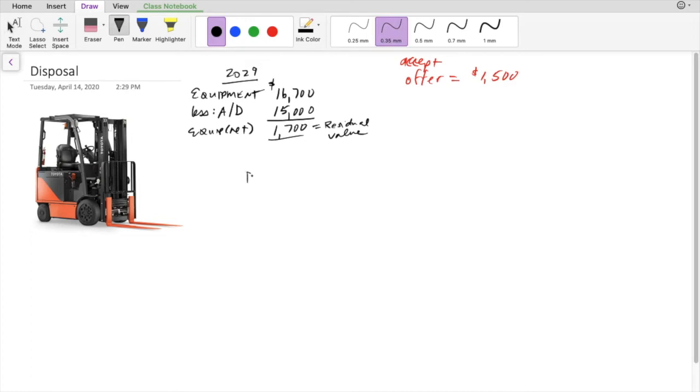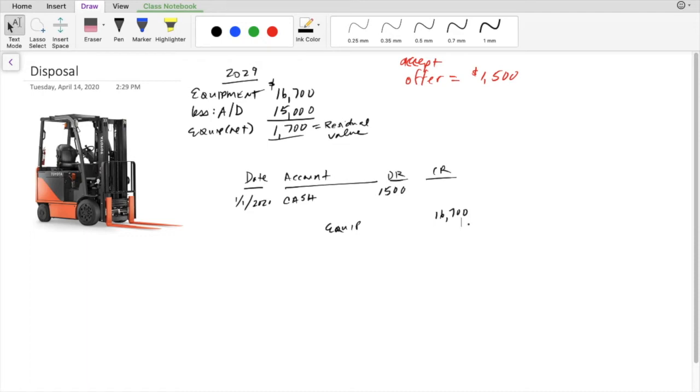So here's our journal. We'll use this journal to account for these transactions. Let's say that this is January 1st of 2030. We're done in 2029, we sell in 2030. What do we do? Well, we know we're going to record a debit to cash for $1,500 because somebody paid us $1,500 for our equipment. Then I don't have the equipment anymore, so I can credit my equipment account for $16,700 so that account is zeroed out in terms of this asset.